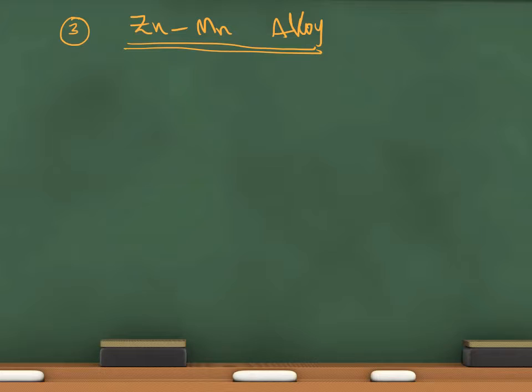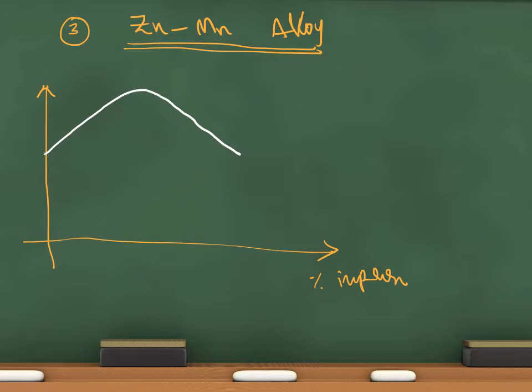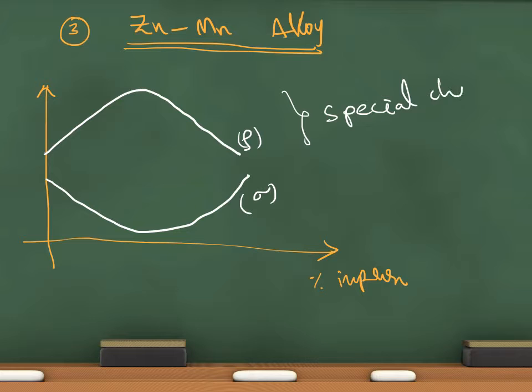A typical relation or characteristic of resistivity with respect to percentage of impurities will be concave. It is a typical material which has a beautiful characteristic like this. First there will be an increase in resistivity and then a decrease in resistivity after a certain amount of impurity. It is a special characteristic.